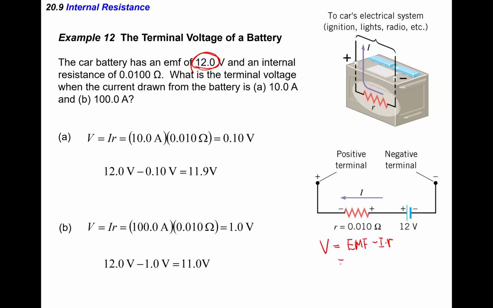So it's 12 minus 10 times 0.01, and you are going to get 0.1, so 11.9 volts. Okay, so it's the same here. But if 10 is 100, then you should get 11 volts. So the bigger the internal resistance, the more energy consumed inside the battery. Sometimes the battery will get really hot because the internal resistance consumes some of the energy.